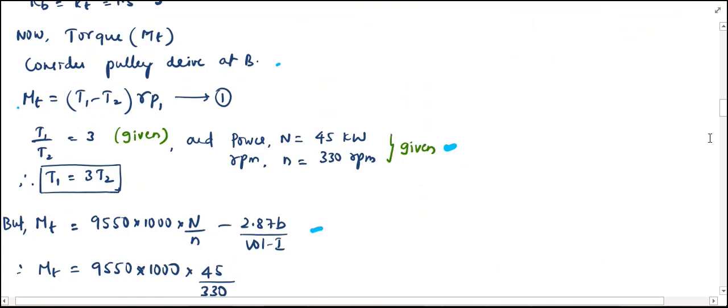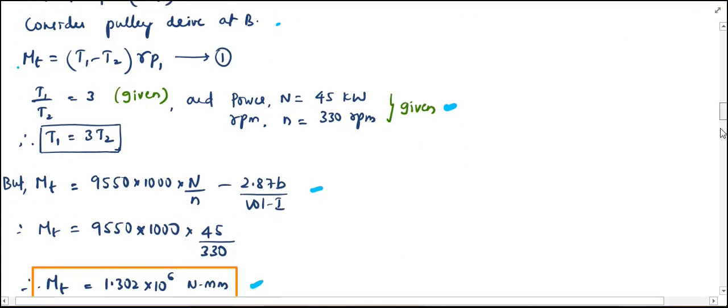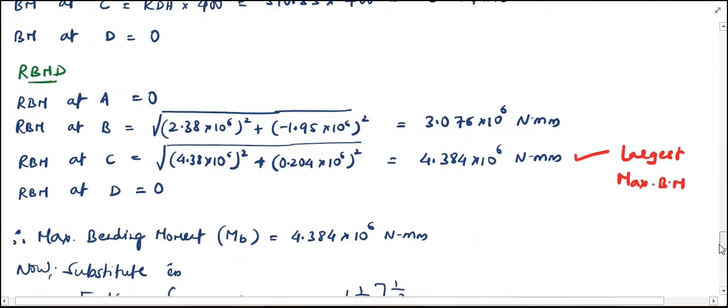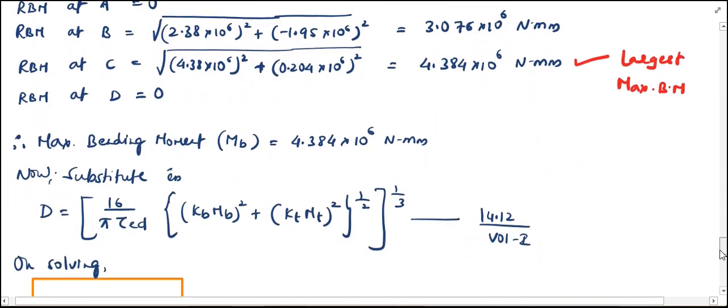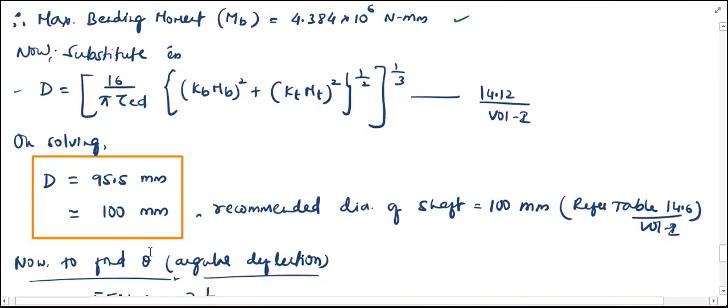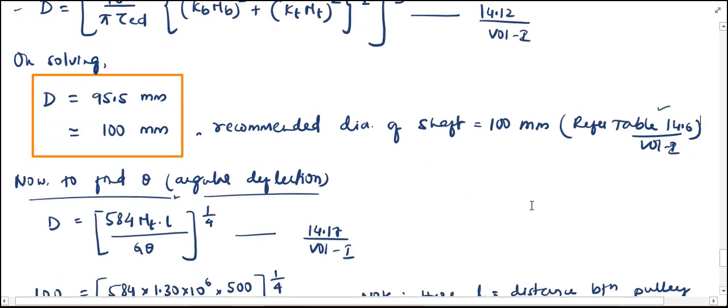Now let us put back all the values into the equation. I'll get the maximum bending moment as 4.38 into 10 power 6 Newton mm. Upon substituting in equation 14.12, I'll get the value D is equal to 95.5 mm, which is approximated to 100 mm, and this is the recommended diameter of the shaft given in table 14.6 of volume 1. So that is the solution for the diameter of the shaft.